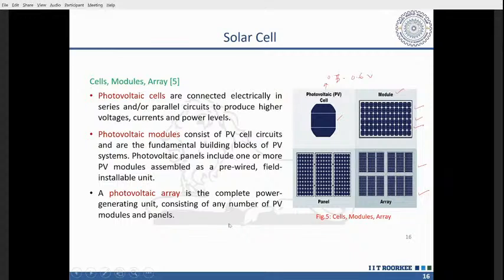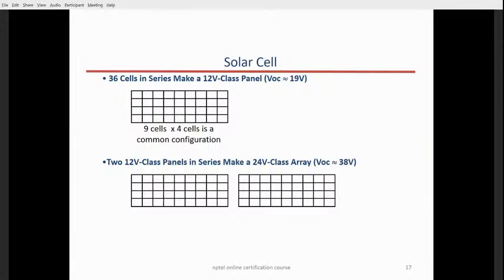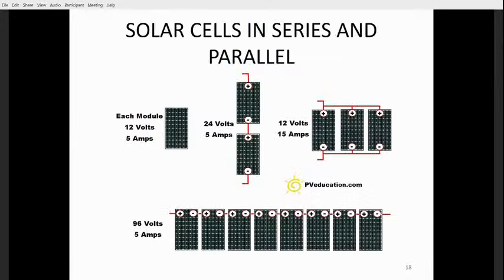If you have arrays of solar panels or solar modules, that is a suitable point where we can generate more energy or more power. This is a complete power generating unit, consisting of a number of PV modules and panels together in series and parallel. That is how I can show you here how the solar cells are connected in series and parallel.